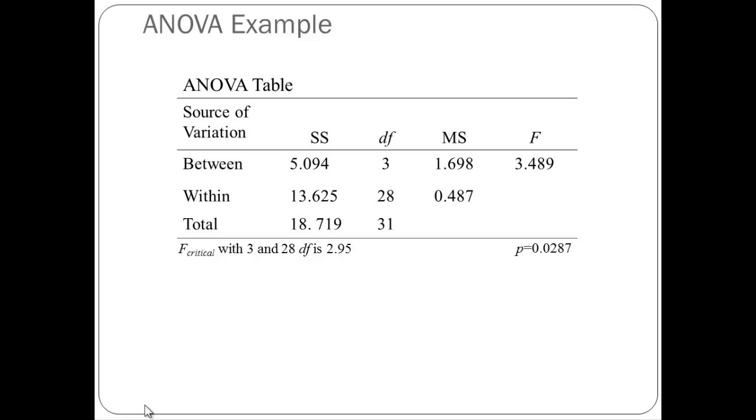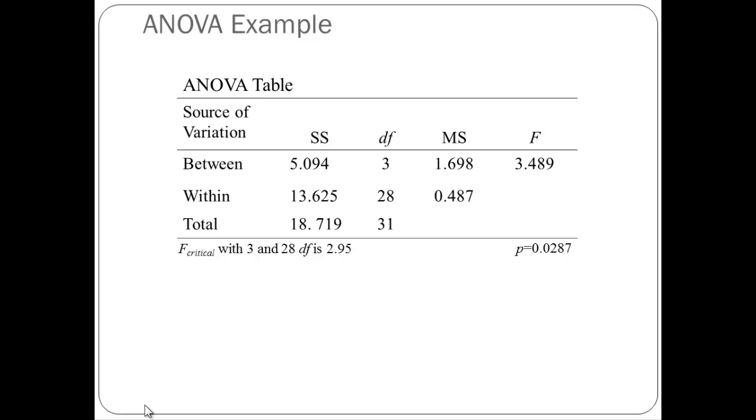So when I do my hypothesis test, I compare the F that I calculated, 3.489, to my F critical from the back of the book, 2.95, and in this case, I make the decision to reject the null hypothesis and conclude that at least two of those groups have a statistically significant mean from each other.